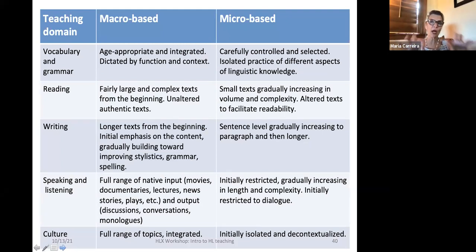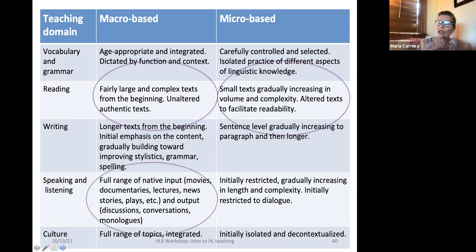And by the way, this PowerPoint will be posted, but you can see with macro base, you start out with real language, real readings, unaltered text, which is exactly what we want, right? That's the ideal. Whereas with micro, think about your text, but you start out with little texts that have been simplified, and then you start adding as you move through the unit and through the book, right?